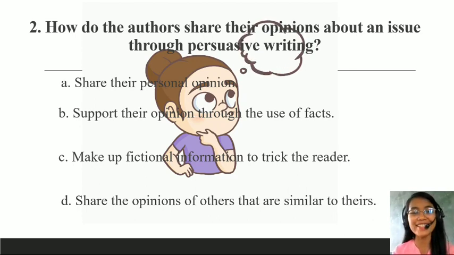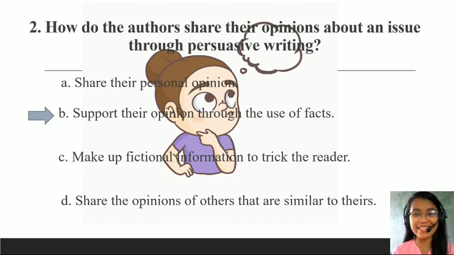Your answer is letter B. Support their opinion through the use of facts. Later on, we will learn what are the techniques of this persuasive writing.